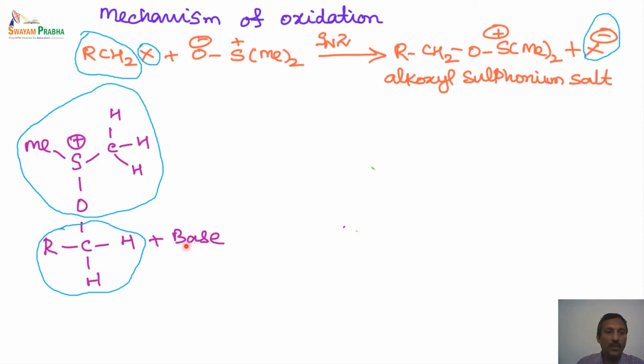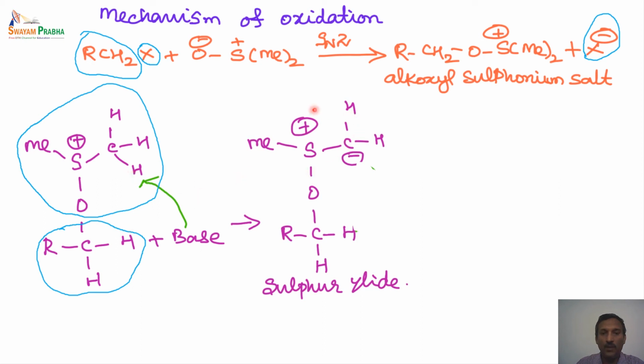Now this intermediate is attacked by the base. So the base abstracts this particular proton, which leads to this particular sulfur ylide. Here we have a plus charge and we have a minus charge, so this type of compounds are called ylides, and this is based on sulfur, so this is a sulfur ylide. So the base abstracts the proton and it forms an anion on this particular carbon.